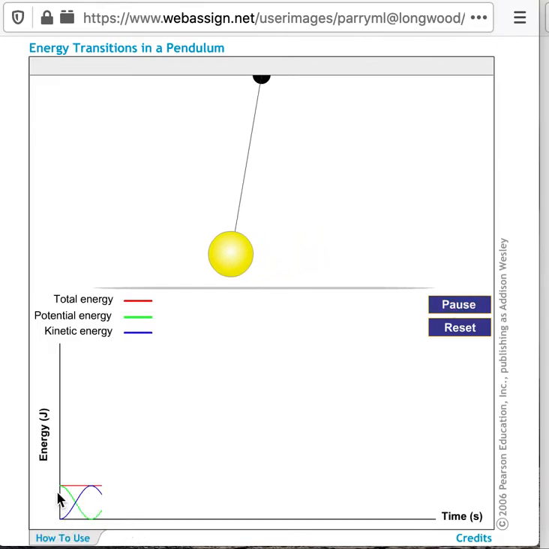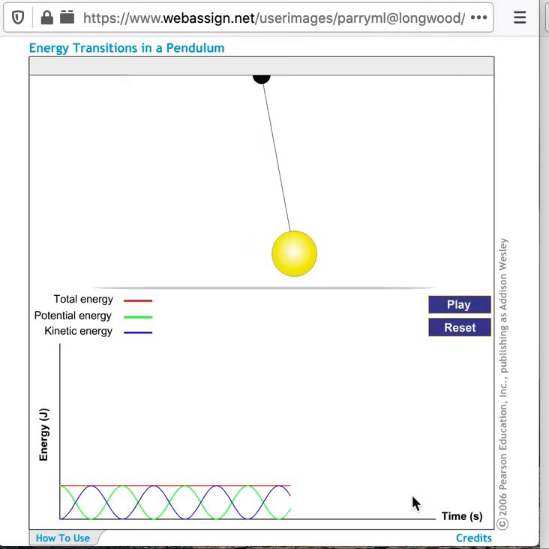A graph appears on the bottom, and a red line appears that represents the total energy of the system. And the total energy of the system is just the addition of the potential plus the kinetic energy at any particular position on this motion. And I'm going to hit the pause button. So we notice that the total energy of the system always remains the same. It's always a constant value as the pendulum oscillates back and forth.